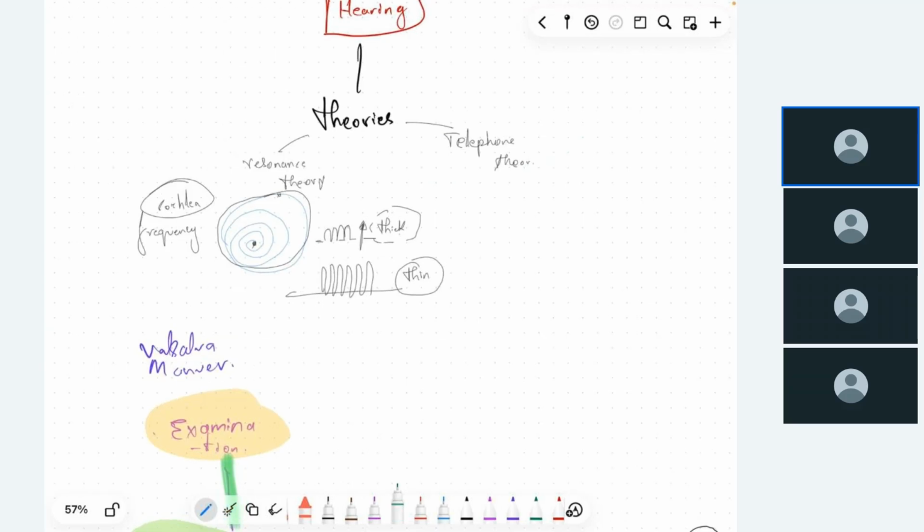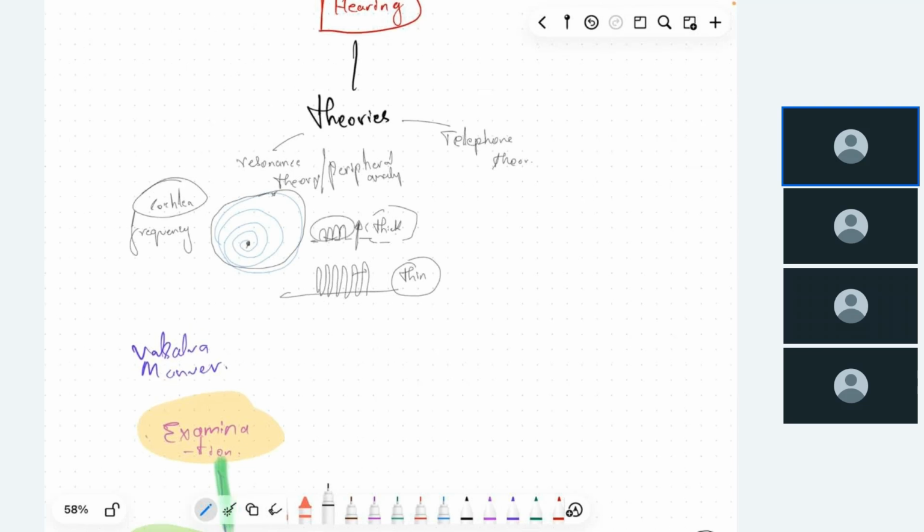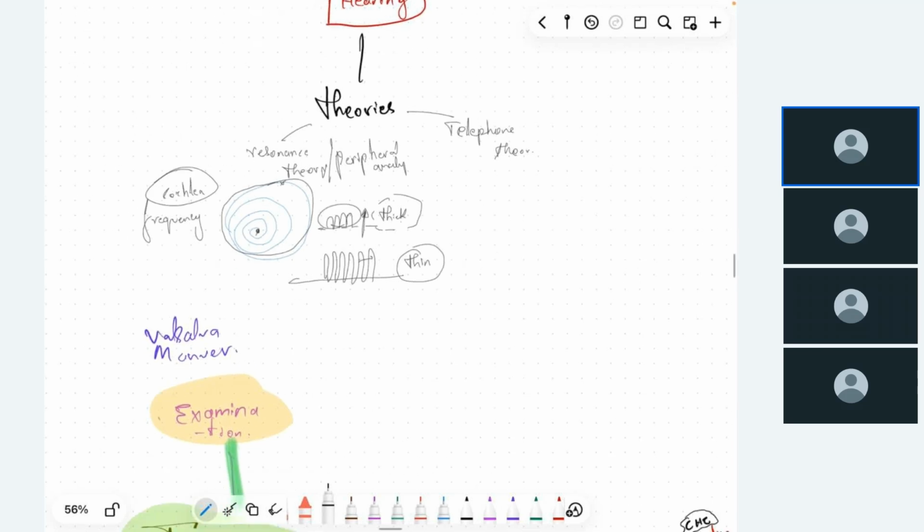The resonance theory is also called the theory of peripheral analysis. Why? Because the frequency of sound is analyzed based on the movement of hair cells. If there is high frequency, the basal turn hair cells will vibrate. If there is low frequency, the hair cells at the apex will vibrate. This is what the resonance theory says. So the recognition of frequency is occurring peripherally at the cochlea.